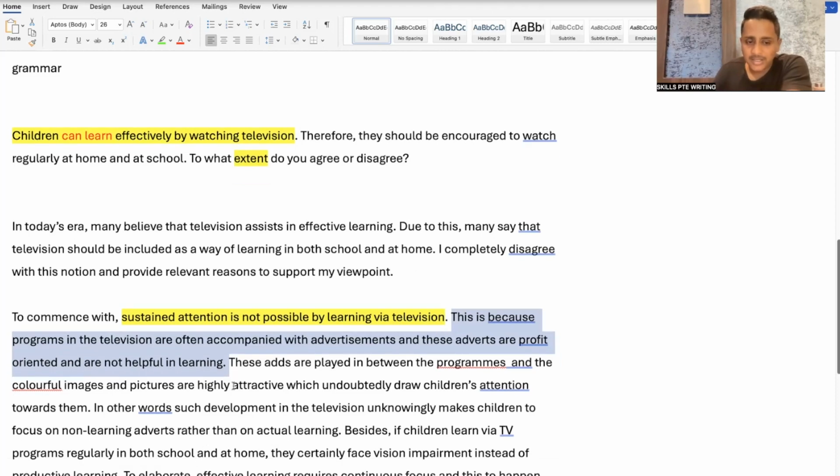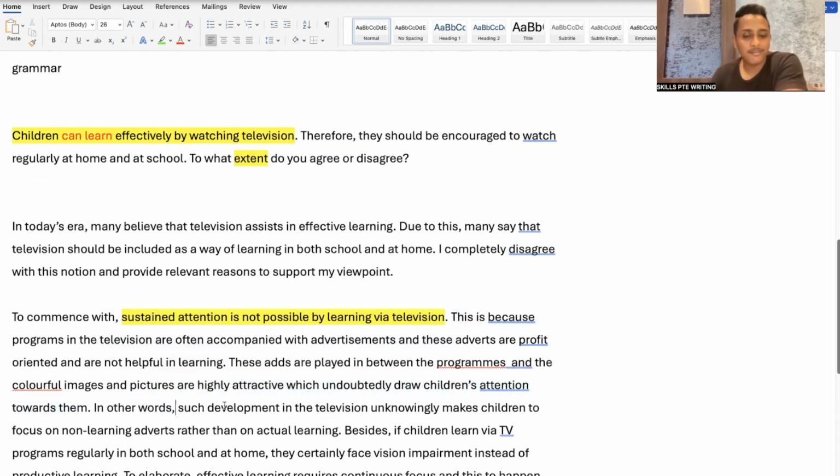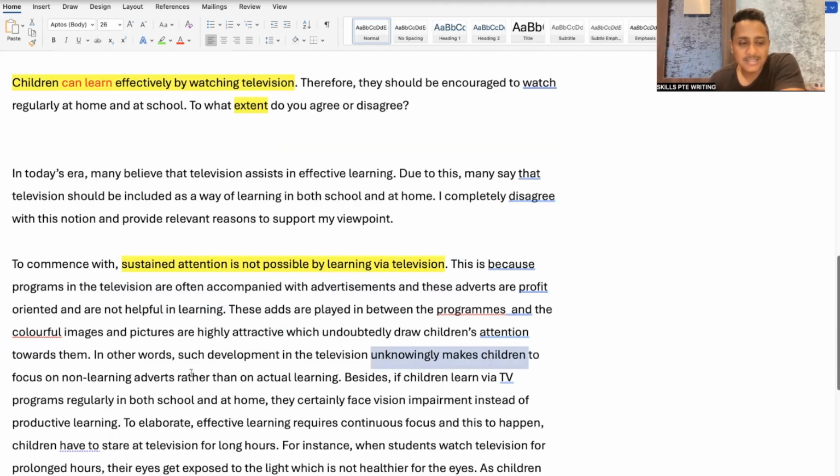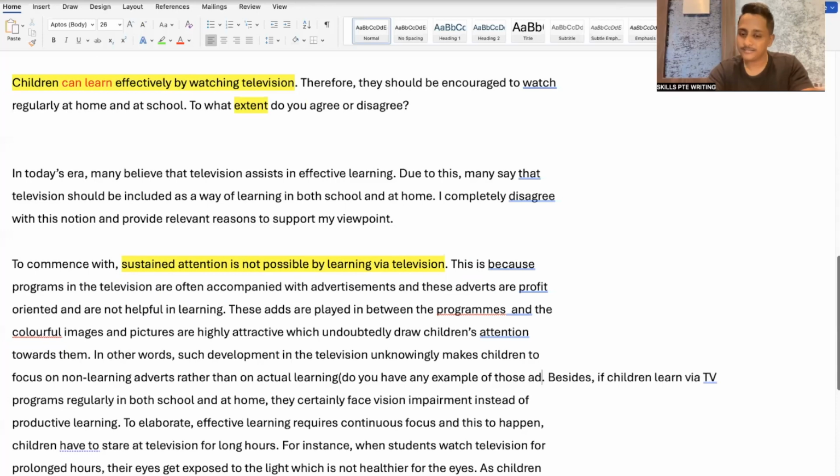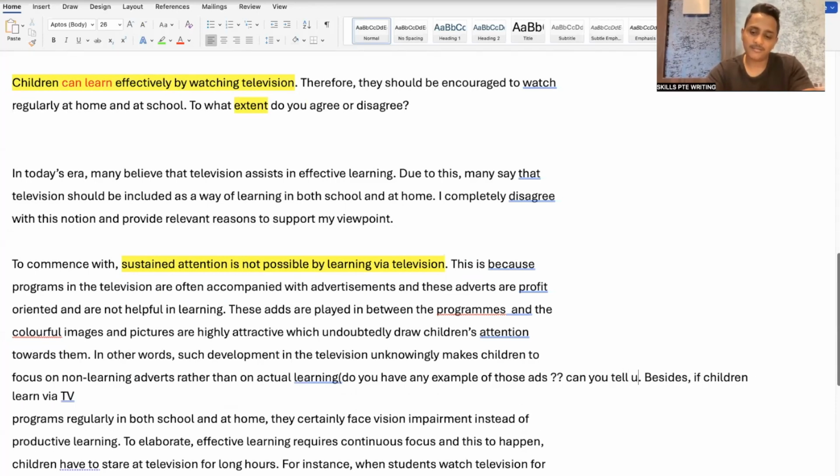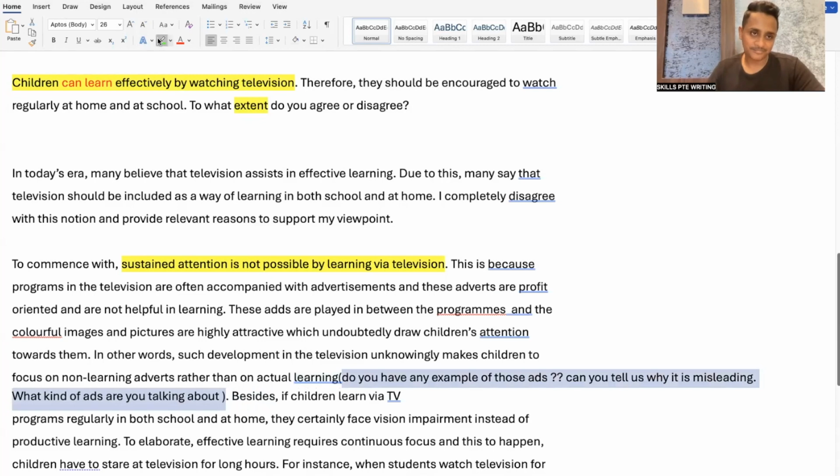These ads are played in between and highly attractive, which undoubtedly draws children's attention. In other words, such development in the television unknowingly makes children focus on non-learning adverts rather than on actual learning. Do you have any example of those ads? Can you tell us why it is misleading? What kind of ads are you talking about? If the person writes, then it has a better meaning, isn't it so?